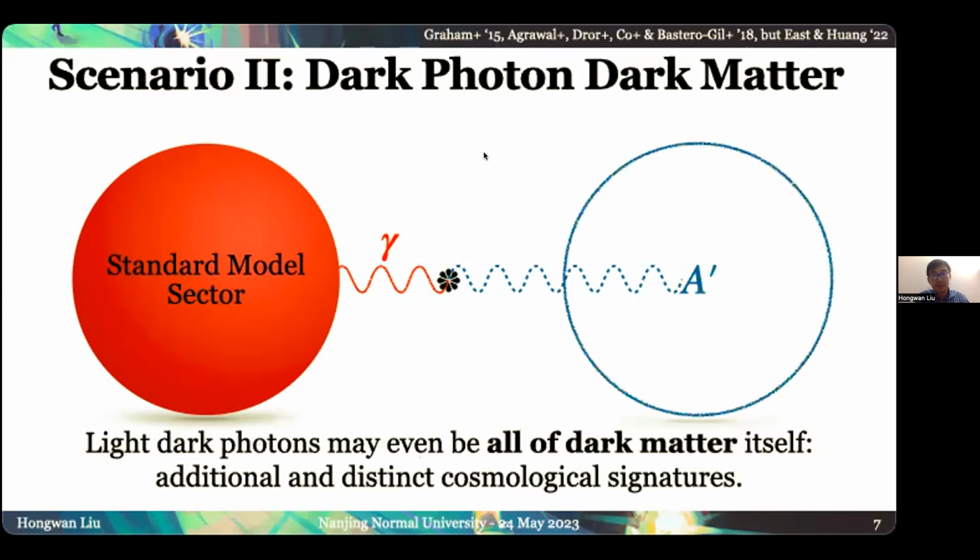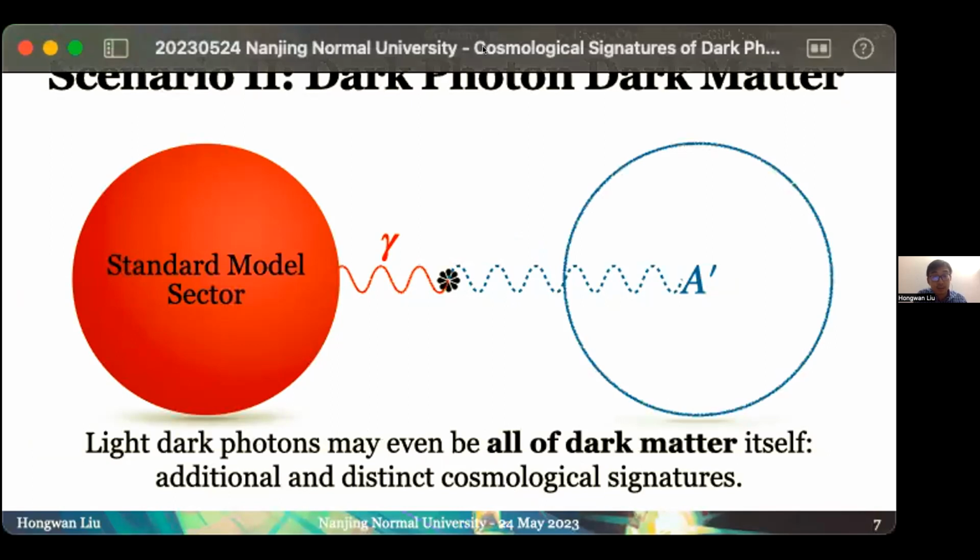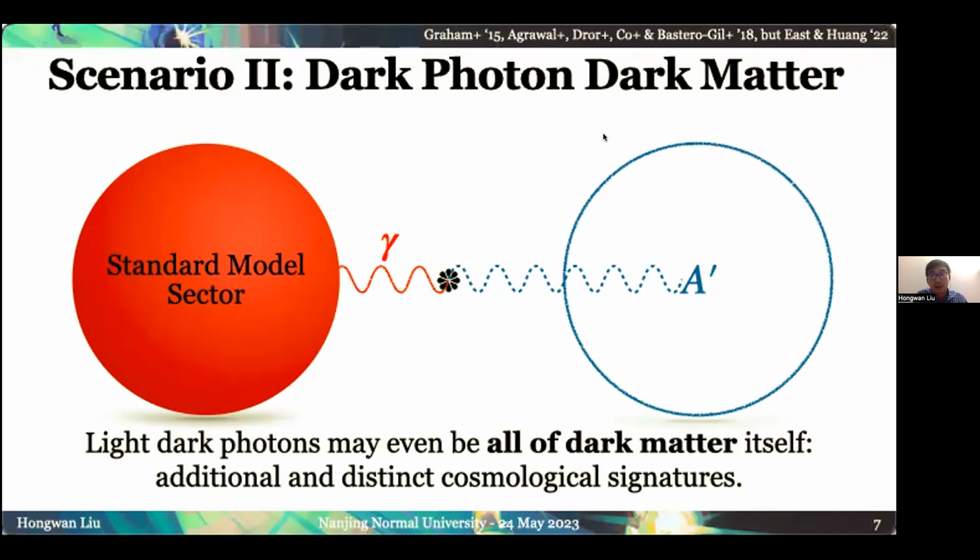The second scenario is that the dark photon actually makes up all of dark matter. And this is actually a very attractive possibility that many authors have considered over the last few years. And it's a very viable way in which you could generate all of the dark matter and use something that's ultralight, something like 10 to the minus 15 eV or so, to generate all of the dark matter. And like I said, this possibility has been studied very extensively, and it's an important scenario to test. And this scenario leads to additional and very distinct cosmological signatures that I will talk about toward the later part of my talk.